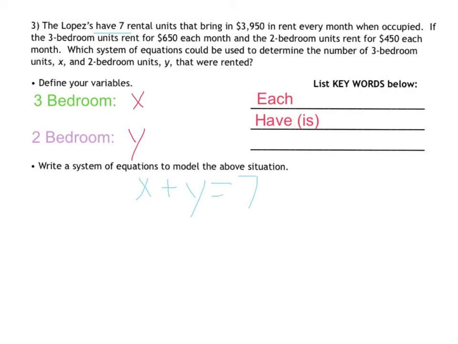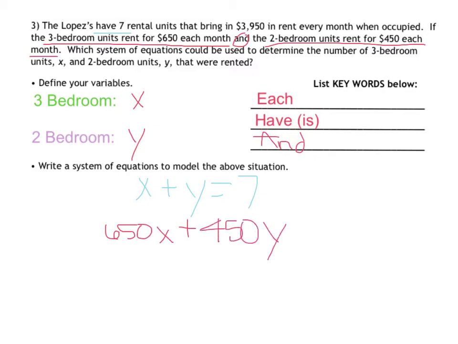Now the second equation is going to deal with the money. How much is each one? Well, the 3-bedroom one, according to here, costs $650 each month. So $650 for a 3-bedroom, plus, now we have to add, because there's that word and, I guess I left one keyword out, and the 2-bedroom units rent for $450 each month. Okay, so that's $450 each month. And it gives us a total of, they bring in $3,950.